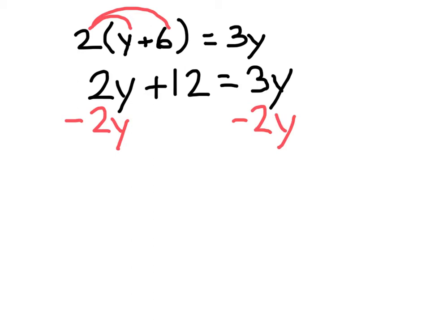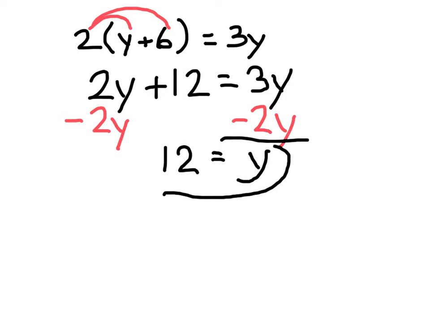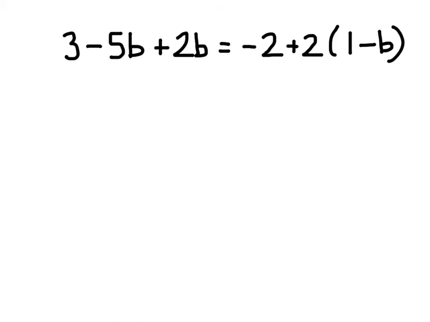So 2y minus 2y is 0. That leaves 12 all alone on the left side. 3y minus 2y equals 1y. And I'm finished, because that's what I was looking for. I'm looking for the value of y that makes this statement true, makes the equation true. So y equals 12. Okay, why don't you go ahead and try this one and see how you do. Pause the video and then restart it when you're ready.